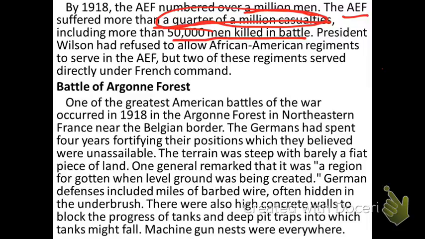President Wilson refused to allow African American regiments to serve in the AEF. But two of those regiments, all African American, served under French command. We still had a lot of issues over color. President Woodrow Wilson was a good man in some ways. He was debatable as a military leader or even a president.